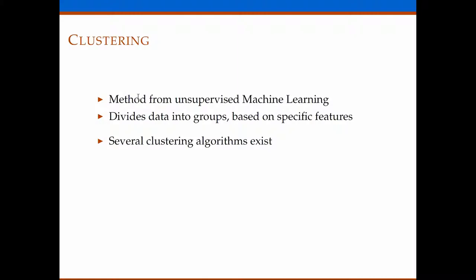And clustering, for those who don't know what it is, is a method from unsupervised machine learning, which divides data into groups based on specific features. So that would be the different values and the different attributes, where you could say, okay, let's cluster the seals by the number of seal sites and the use of script, for example. And with clustering, there exist a lot of algorithms, of which the most prominent one is k-means. Then there's also hierarchical clustering, DBSCAN, and so on.